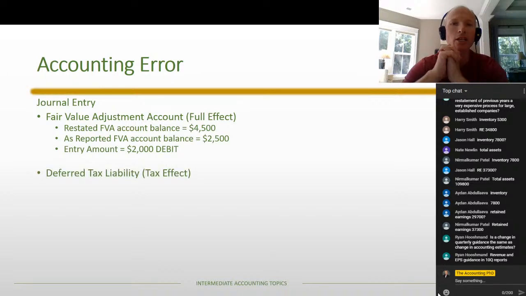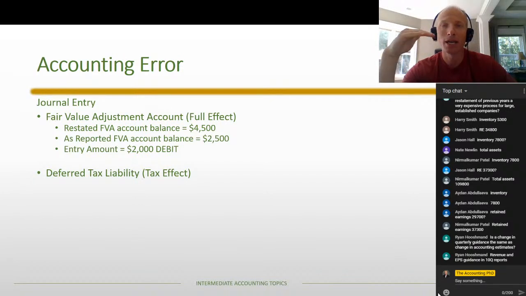All right, so now the next piece. There is a deferred tax liability related to this asset. Now the deferred tax liability, or if there had been a deferred tax asset, those are going to capture the tax effect. So you have the full effect, and now we're going to talk about the tax effect. All right. So we know that whenever you have an increase in the fair value of an investment, under the Internal Revenue Code, that passive equity security stays on the books at cost.